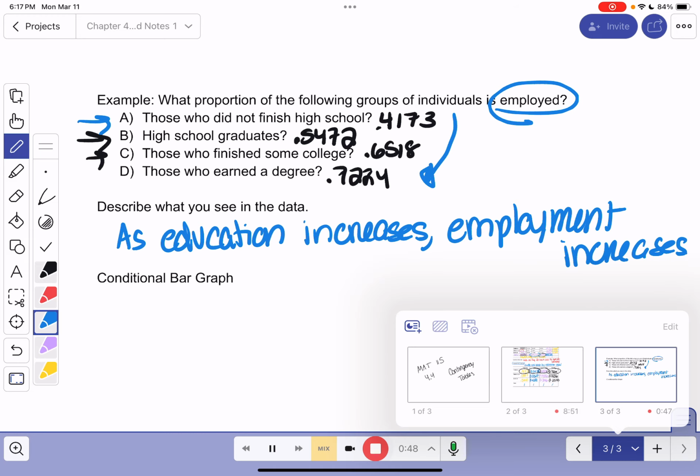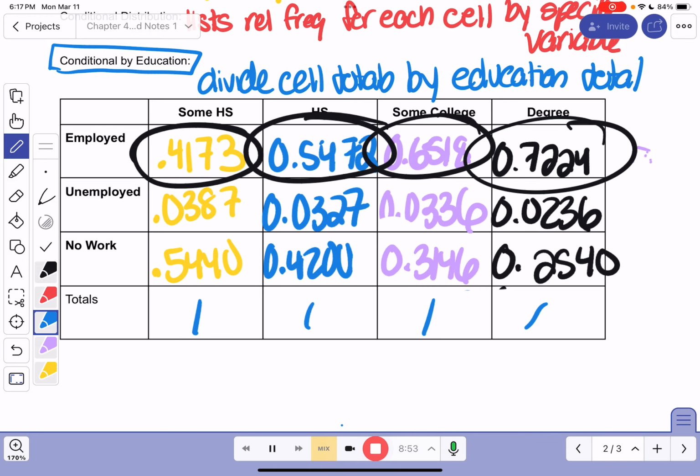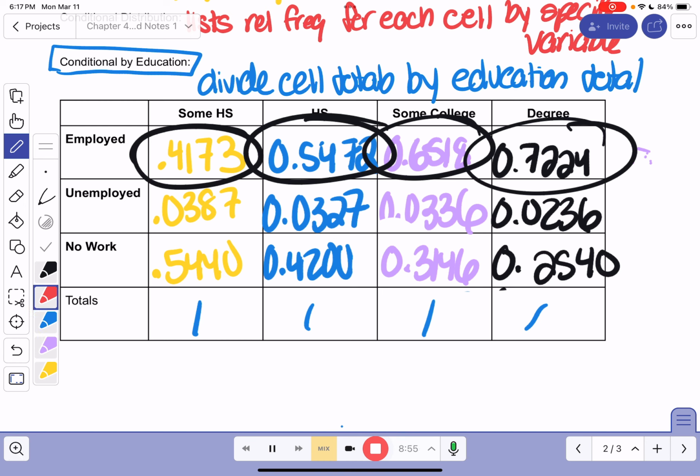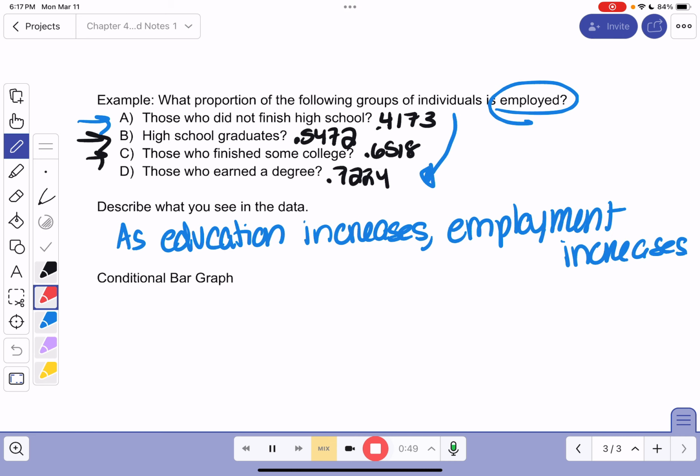Now let's look at the no employment. What happens with the unemployed? So currently working but never working. 0.38, 0.32, 0.33. So that looks like it's going down. So as the education increases, unemployment decreases. That makes sense. If your employment's going up, your unemployment would go down.